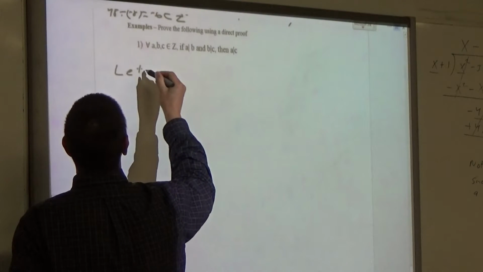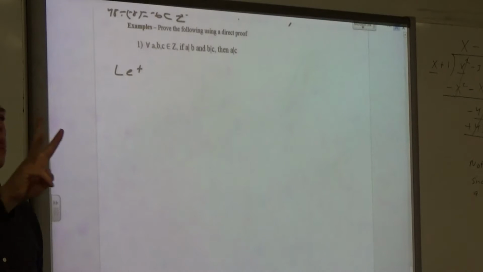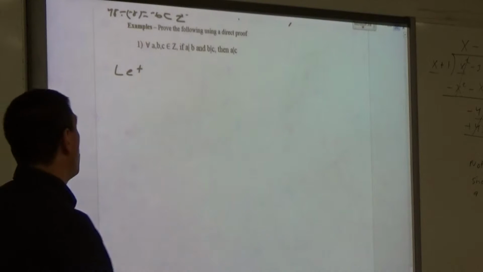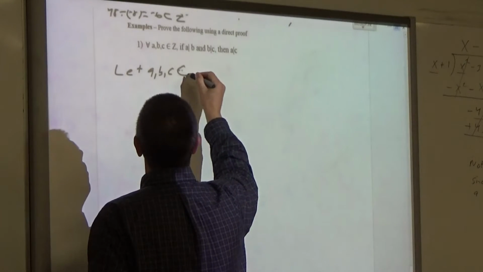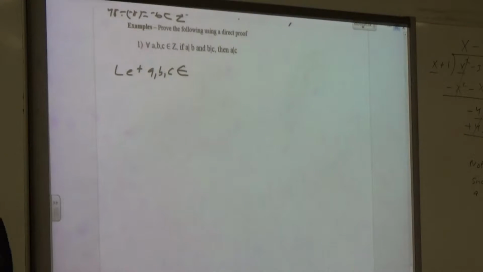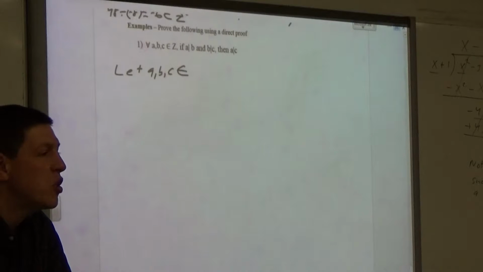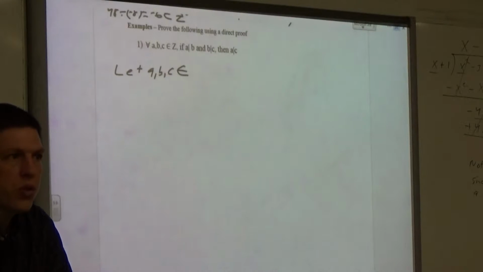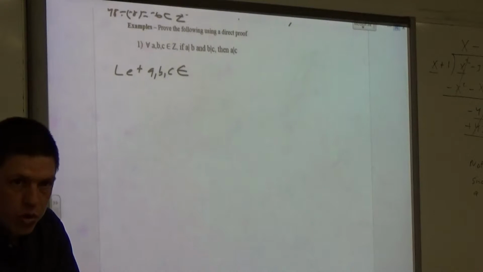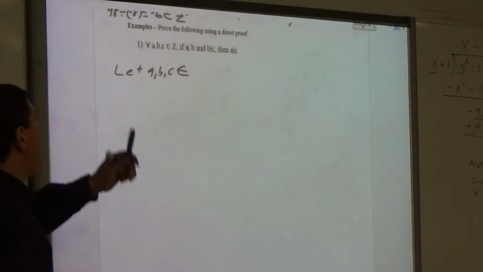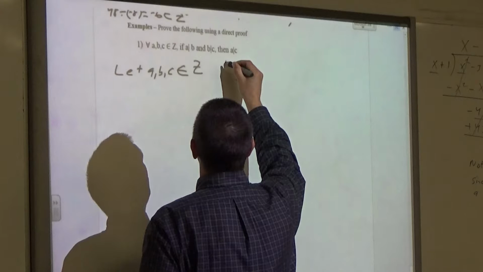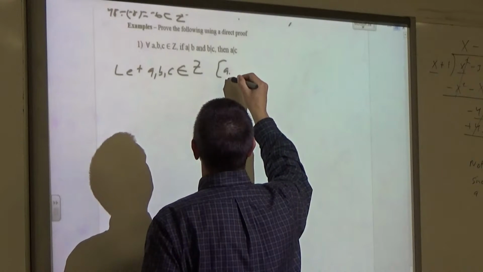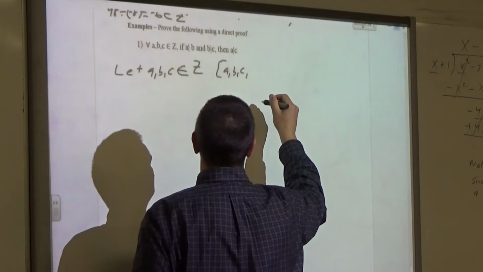There we go. Okay, so we need 3 variables, right guys? That's so obvious. So let's let A, B, and C be elements of what set? With divisibility, are we working with rationals? No, integers, right guys? So let's let A, B, and C be integers, in brackets, arbitrary but particular.